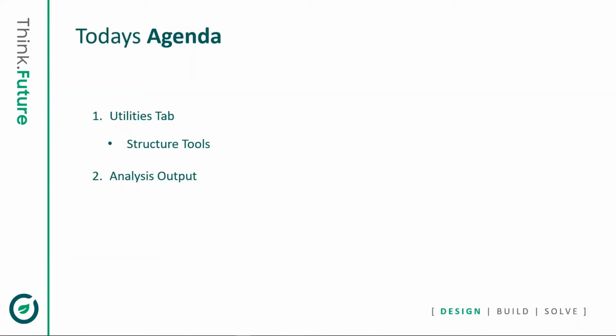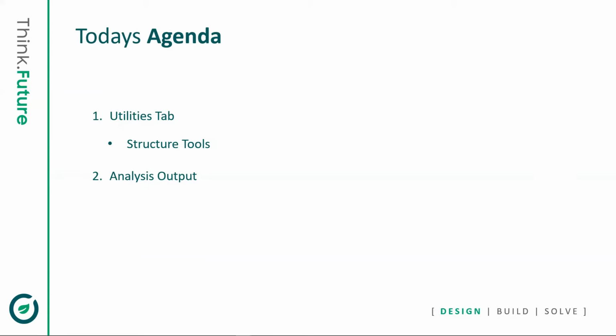We shall concentrate on how we would know if a structure consists of multiple structures and how we can correct the warning that the structure is disjointed. So we'll be focusing on two things. Firstly, structure tools, which is available under the utilities tab, and secondly, the analysis output. If any warning comes up like the structure is disjointed, how we can solve that warning and what that warning means. So I'll now switch to my software.